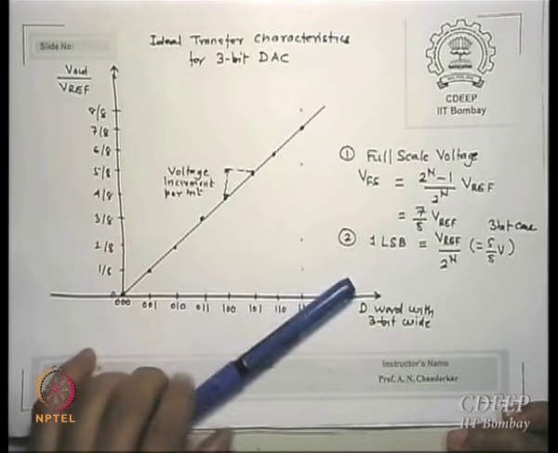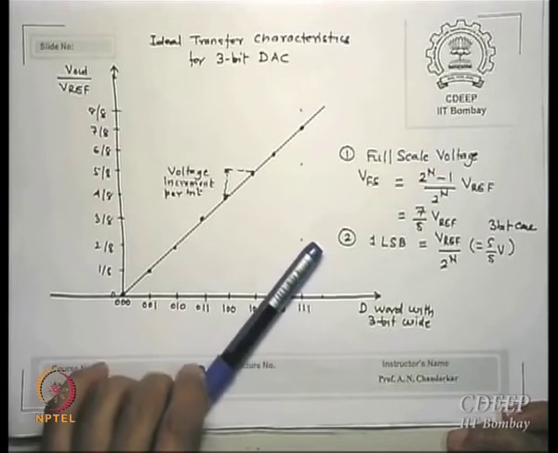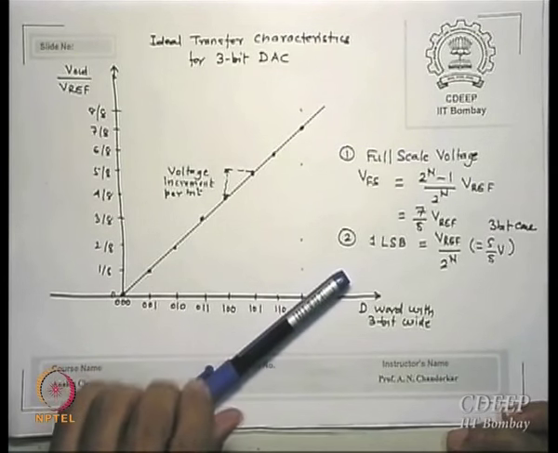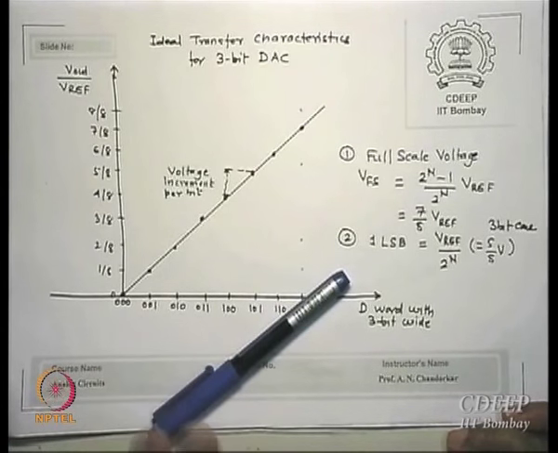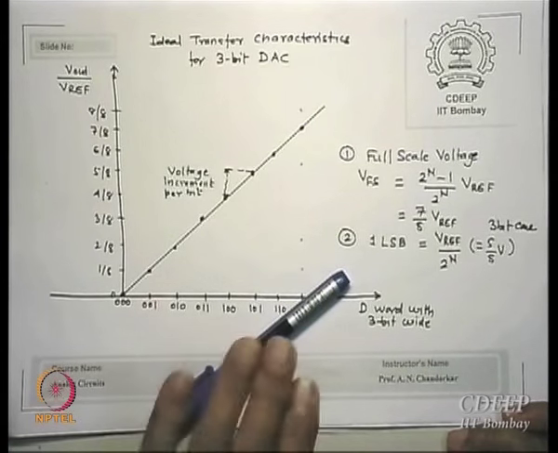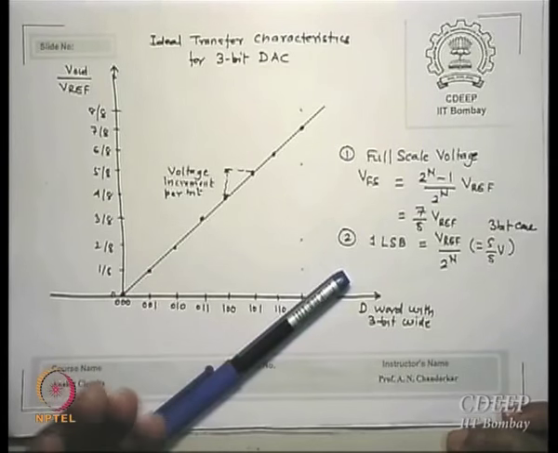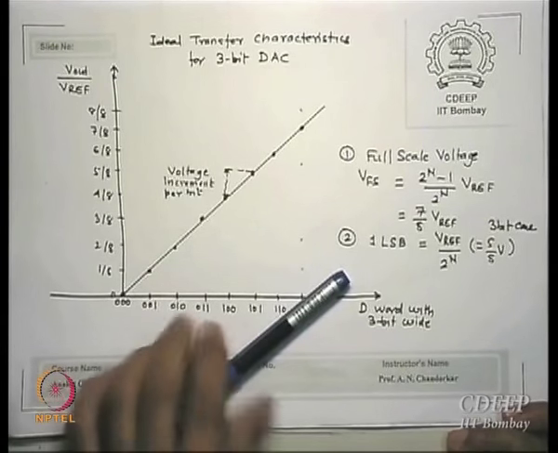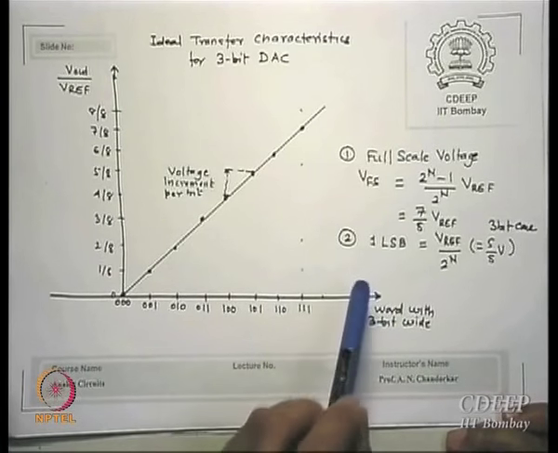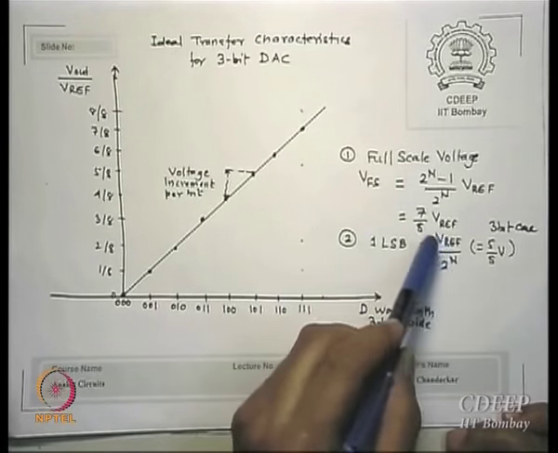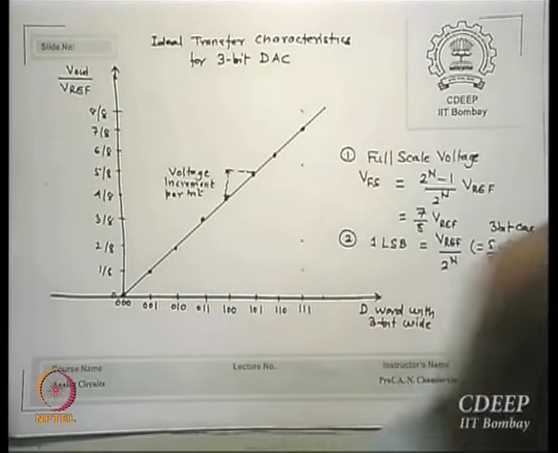Straight line, is that correct? The problem, as I said, is that in real life achieving the proportionality is a cause of error. So we may not get the kind of steps we are getting, and there is an issue of how much we can tolerate. So what is the smallest reference, this V reference, is that resolution clear?